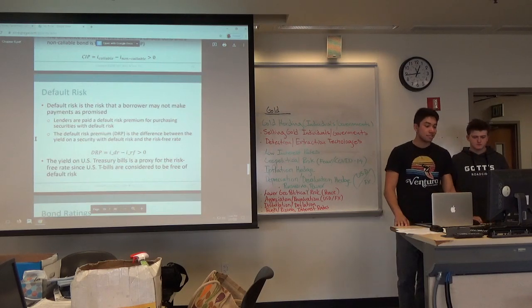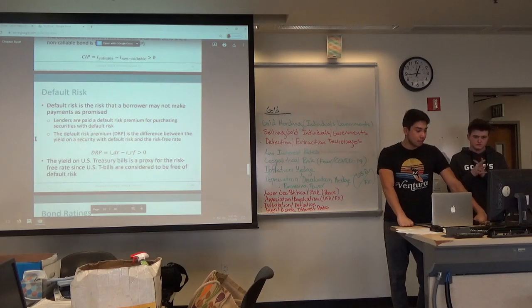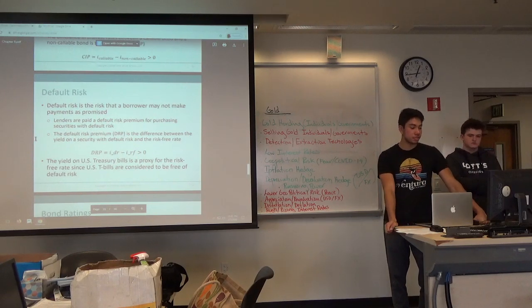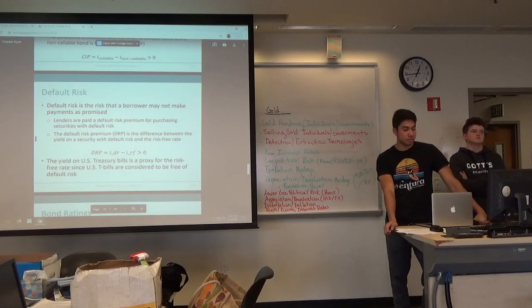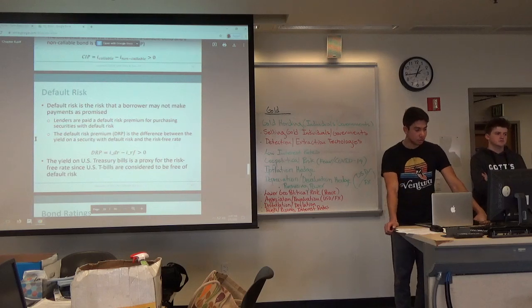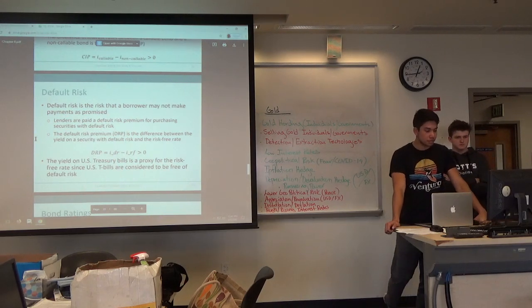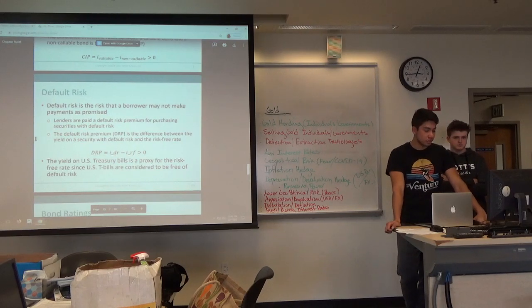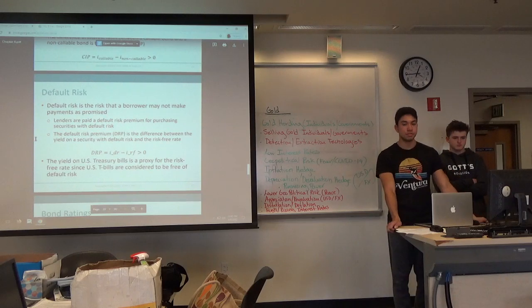Default risk is the risk that a borrower may not make payments as promised. So lenders are paid a default risk premium for purchasing securities with default risk. The default risk premium is the difference between the yield on a security with default risk and the risk-free rate. So that equals the interest rate of the default risk security minus the interest rate of the risk-free rate. The yield on U.S. Treasury bills is a proxy for the risk-free rate, since U.S. T-bills are considered to be free of default risk.